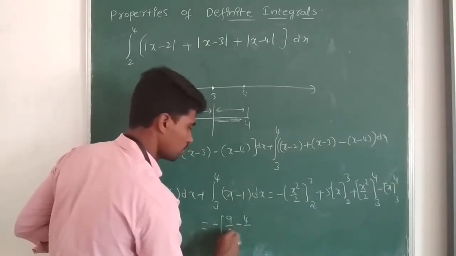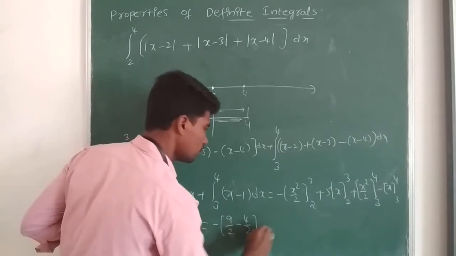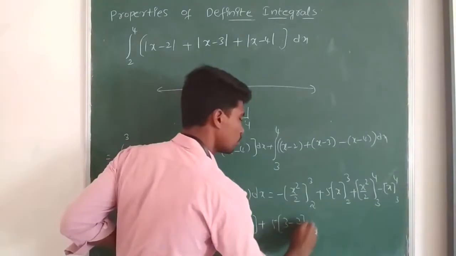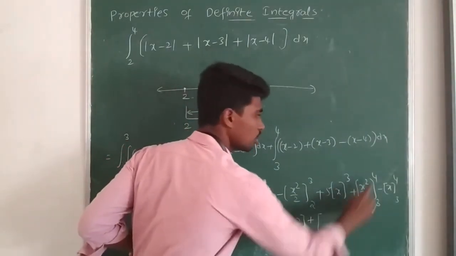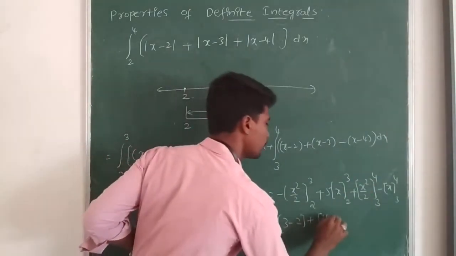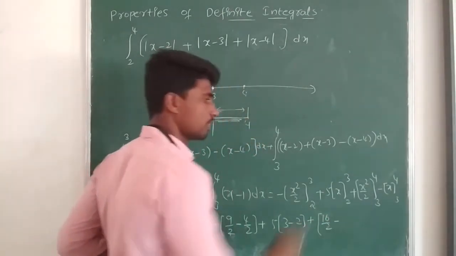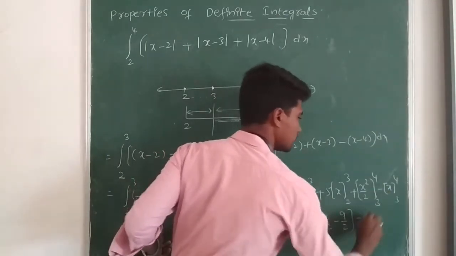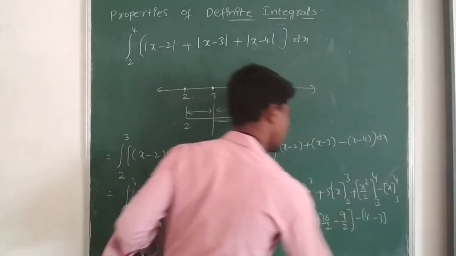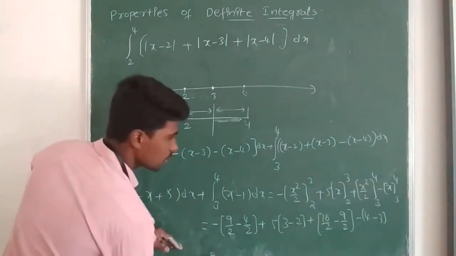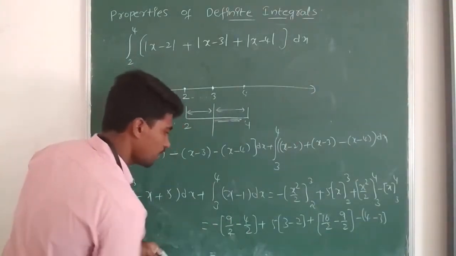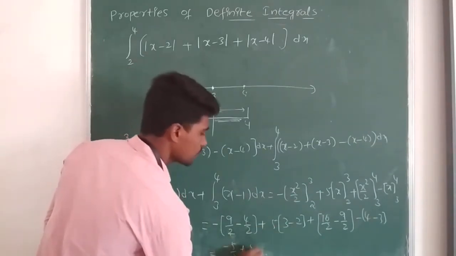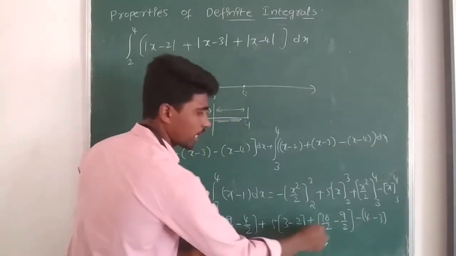9 by 2. 4 by 2 plus 5 into 3 minus 2 plus 4 square 16. 16 by 2 minus 3 square 9. 9 by 2 minus 4 minus 3. So the simplest value is 9 minus 4, 5. So minus 5 by 2 plus 3 minus 2 is 1. 5 ones are 5. Plus, not cancelling, just I simplify.